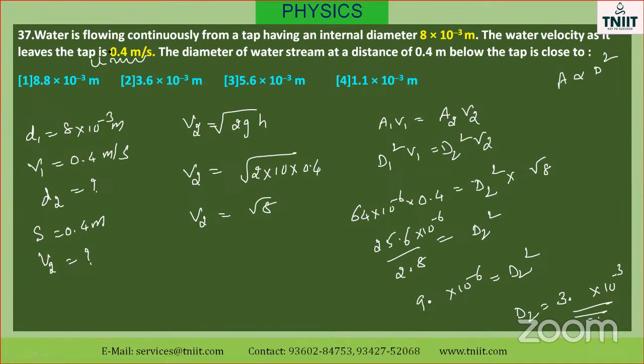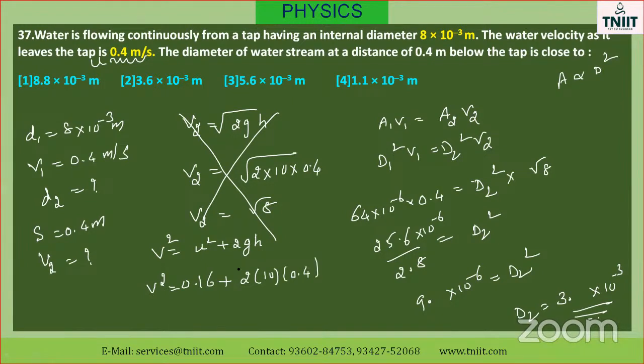0.4. So initial speed is given, so directly you cannot make use of this formula. If the initial velocity is given, you have to use the formula v squared equals u squared plus 2gh. What is u squared? 0.4 squared is 0.16. 2 into 10 into h, where h is 0.4, the distance covered.